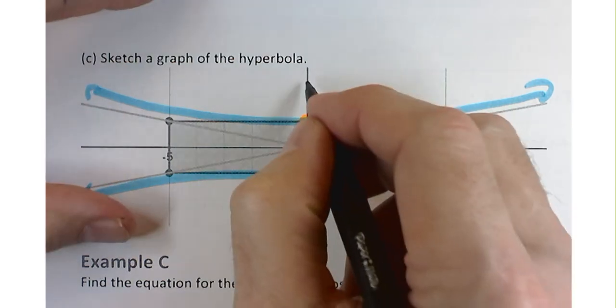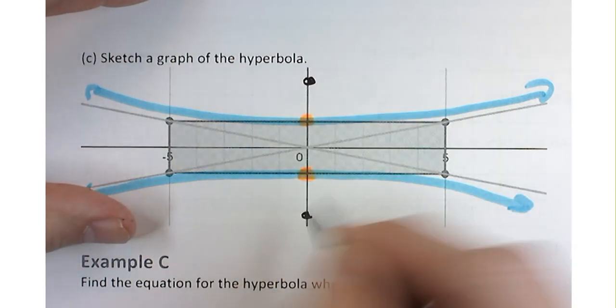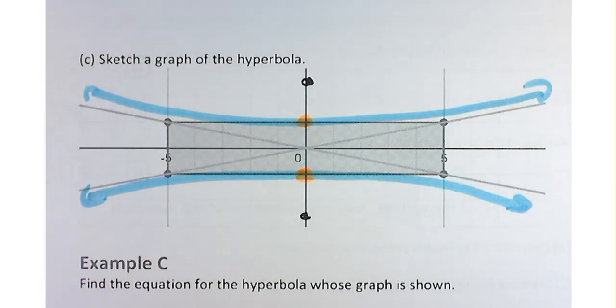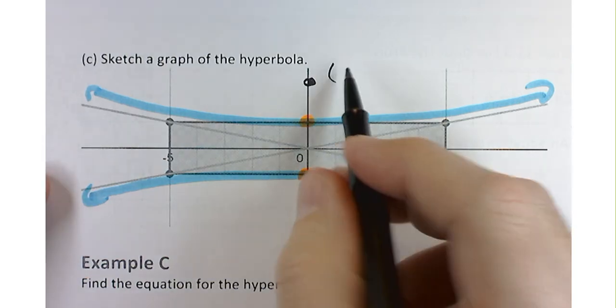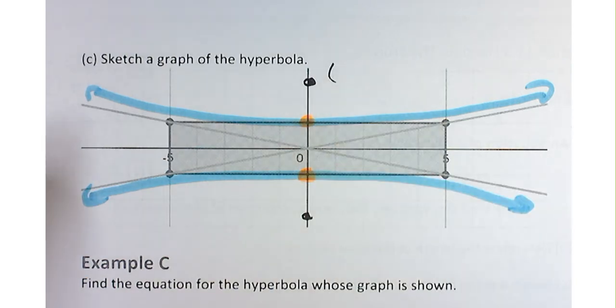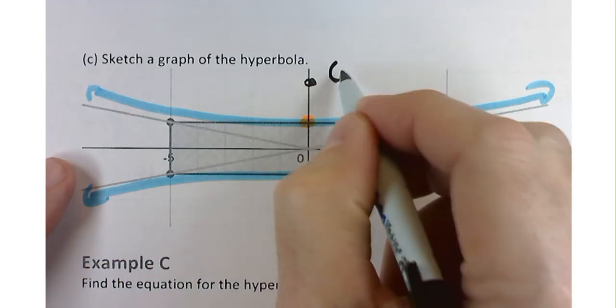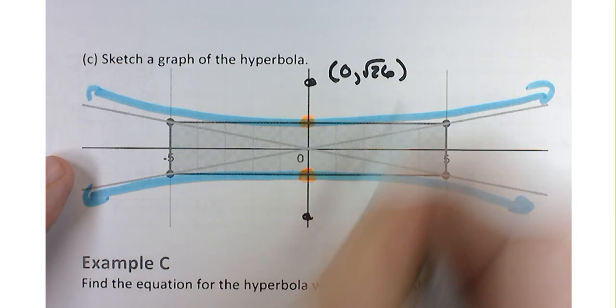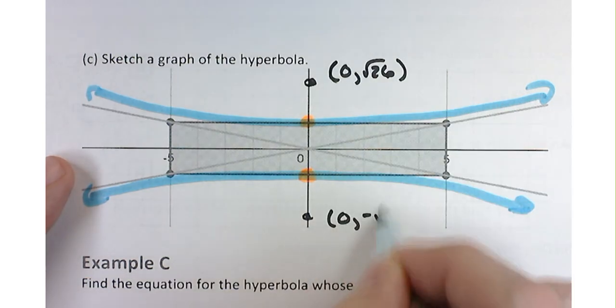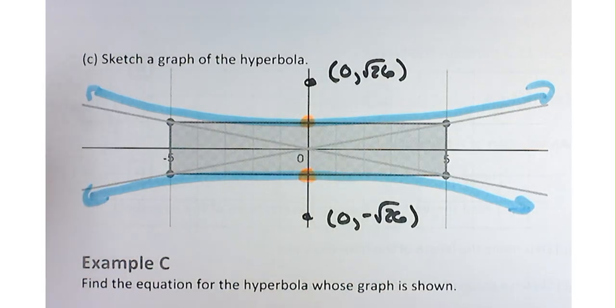So our foci are going to lie up here and down here. They have to lie inside each branch of the hyperbola. And Jackson, what are the coordinates of that going to be, please? 0, square root 26, and then 0, negative square root 26. Perfect, perfect. Great.